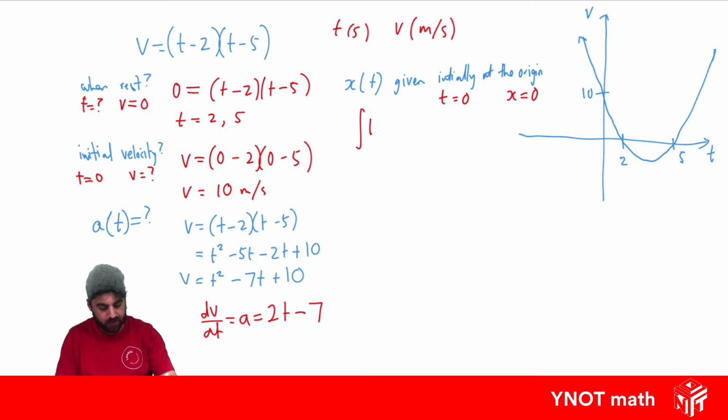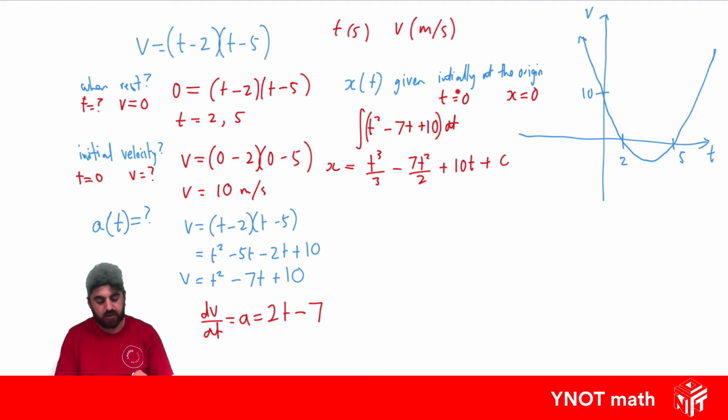So we're going to integrate our velocity function, which is t squared minus 7t plus 10, with respect to time. So if we do that, we'll add 1 to the power, divide by the new power, add 1 to the power, divide by the new power, and we get 10t. And we have to add our constant, and integrating our velocity gives us our displacement function. But we have this constant that we need to find, and we can use our initial conditions here, because we know when t is 0, x is 0. So let's sub in those values.